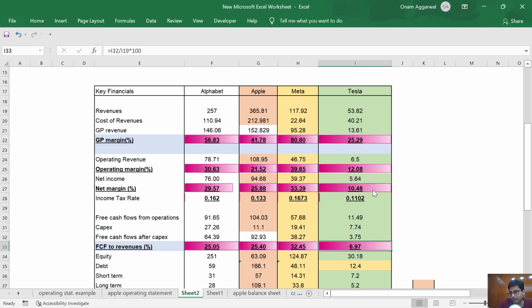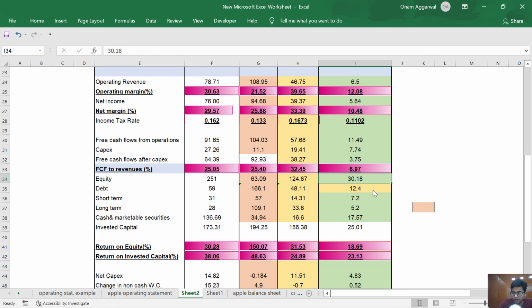Free cash flow to revenues is just 7%. Extremely low figure. That's why I say everyone keeps on talking, Tesla is going to do this, Tesla is going to do that. But this is the real picture of Tesla. It's a good company, no doubt about it. But right now, it does not justify its valuations. It does not justify such a high price for its stock.